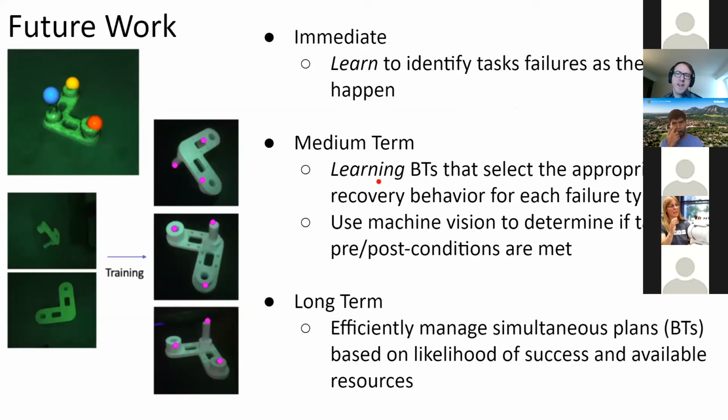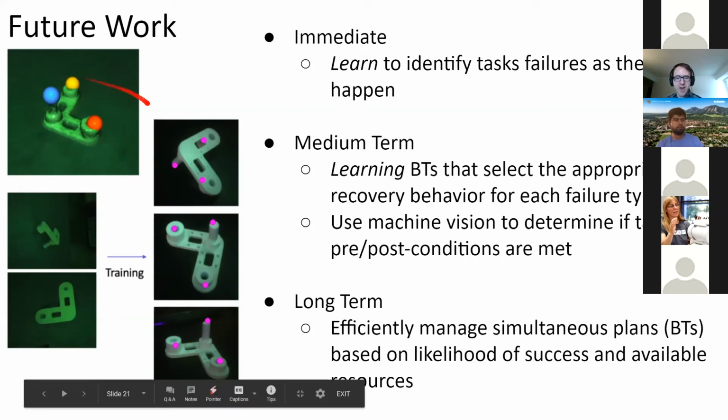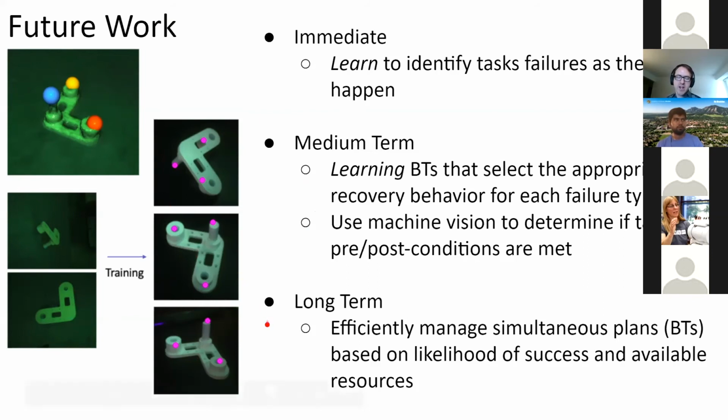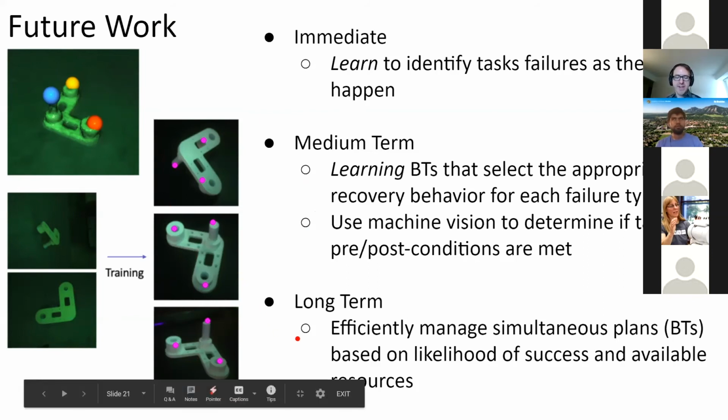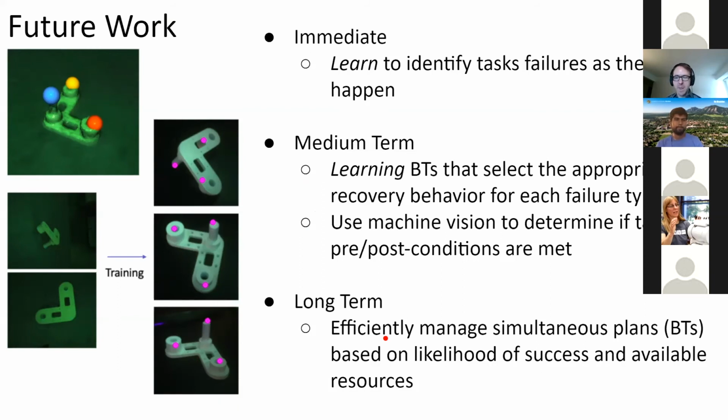So also during the testing of these insertion skills, we hand labeled different failure modes that occurred during all these 450 trials. So we're going to be adding capability to our behavior tree to automatically differentiate between these different failure modes and choose the appropriate recovery action for each type of failure. Also in the medium term, we're going to be adding 3D pose estimation to our system, where in the past we were using 2D. Longer term, we'd like to automatically construct and manage multiple simultaneous plans based on user-specified priorities, available resources, and the likelihood of success of each action in each plan.